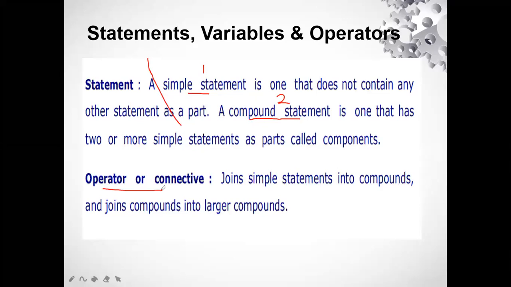Next, we have the operators, or the connectives. Operators are also known as connectives. They join simple statements into compounds and join compounds into larger compounds. For example, it works in the same way in P conjunction Q. Conjunction is the join, the operator or the connective between the two, that is P and Q.